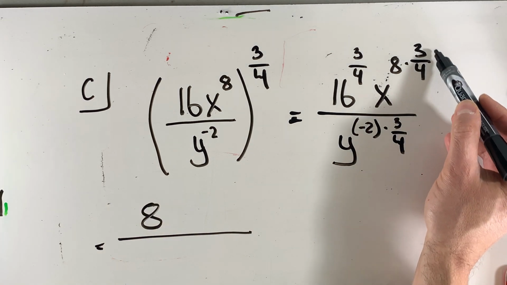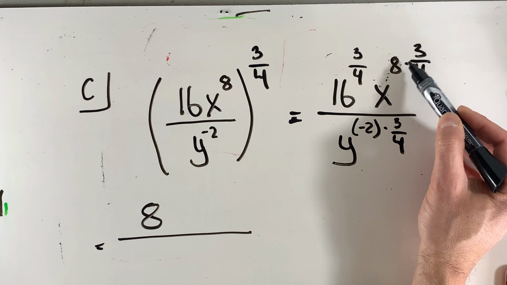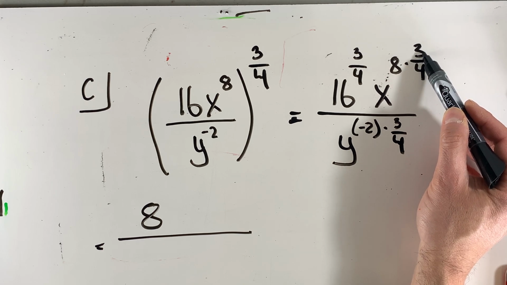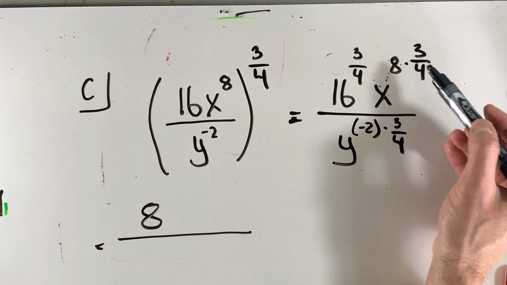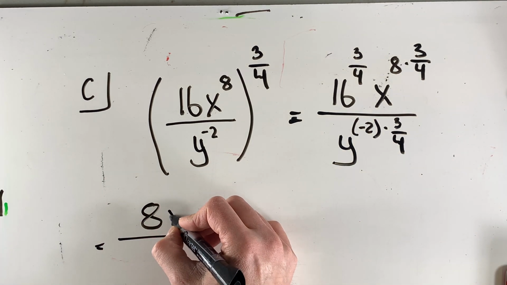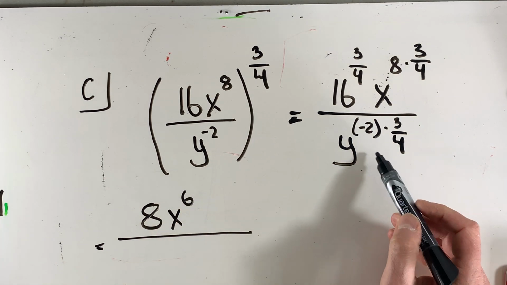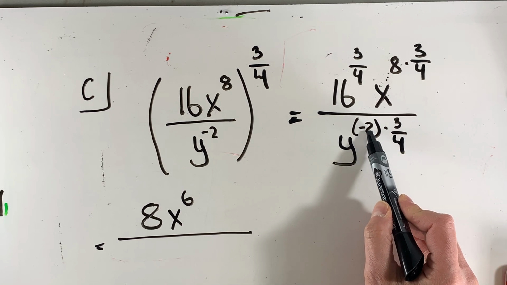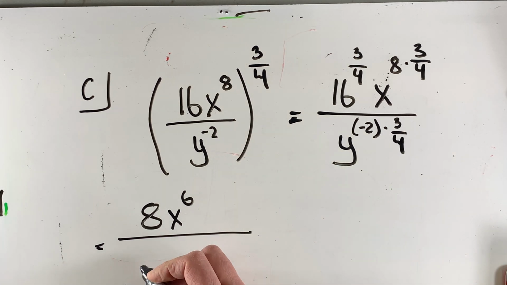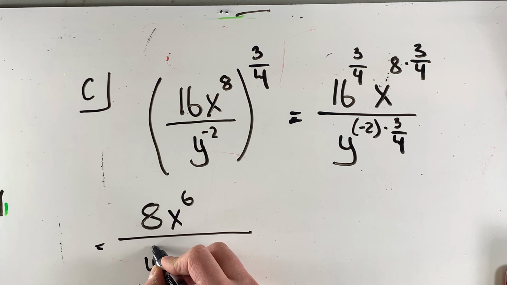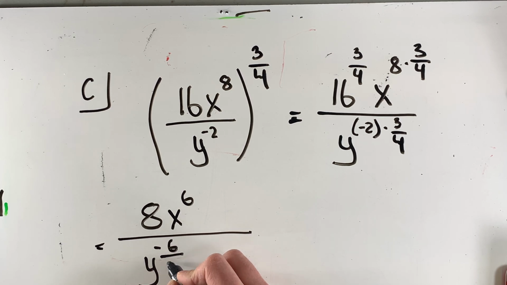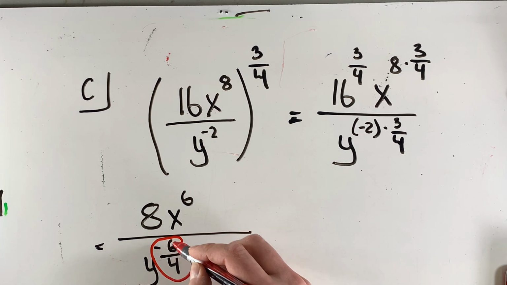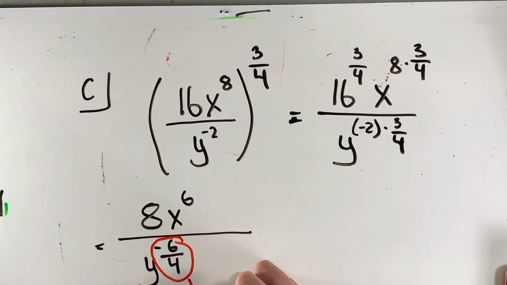And then this exponent here, we're going to multiply the 8 times 3. So 8 times 3 is 24. 24 divided by 4 is 6. So it's going to be x to the power of 6. Downstairs, -2 times 3 is -6. So it's going to be y to the power of negative 6 over 4. This fraction here can be simplified. We can divide numerator and denominator by 2, leaving us with negative 3 over 2.